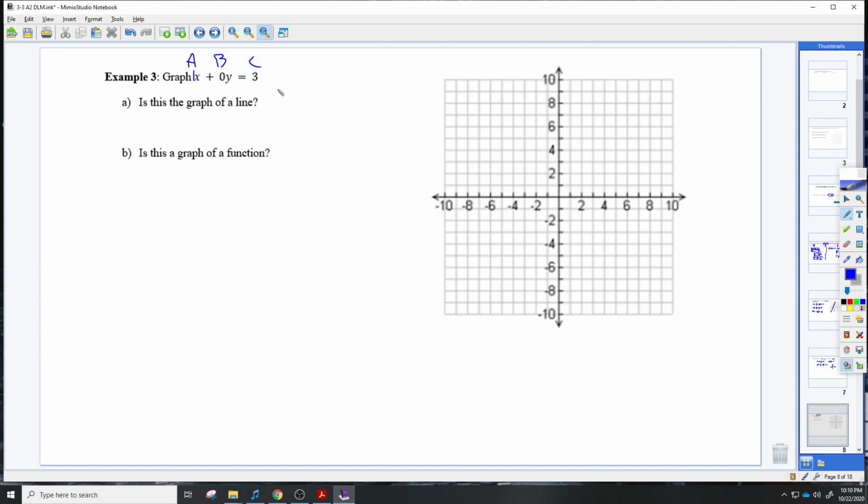And then we can do our x and y intercept. So x-intercept is going to be c over a, which is 3 over 1. So it crosses at 3.